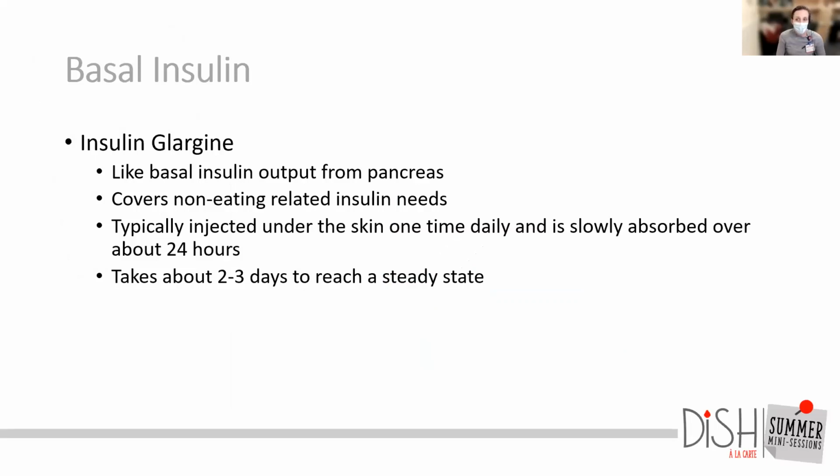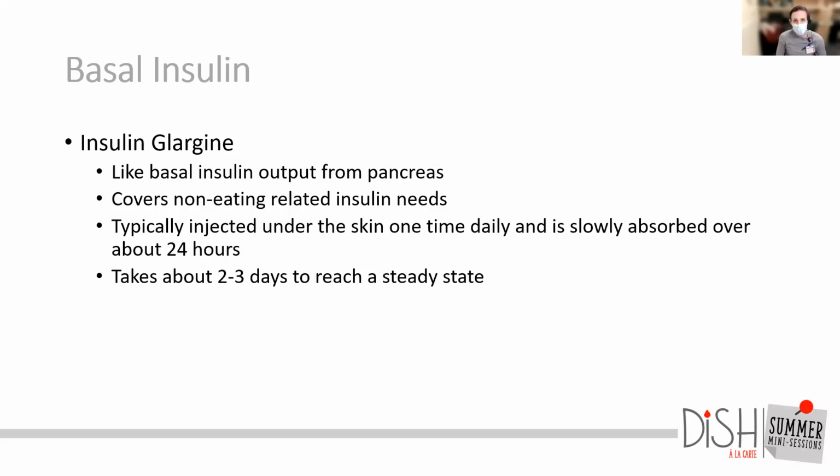Most of our children who use a multiple daily injection plan to deliver their insulin use insulin glargine as their long-acting insulin. This is most commonly known as Lantus or Basaglar. This insulin mimics the background insulin secretion from the pancreas that happens all day long, even when we're not eating. So this basal insulin is typically injected under the skin one time daily. Some kids will take it twice a day, but most commonly it's given once a day.